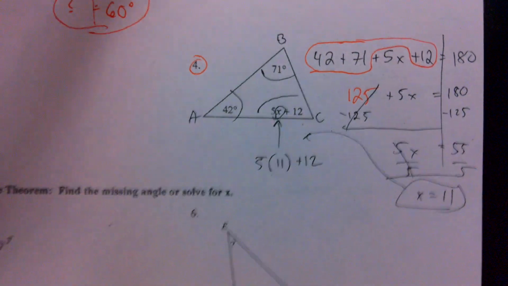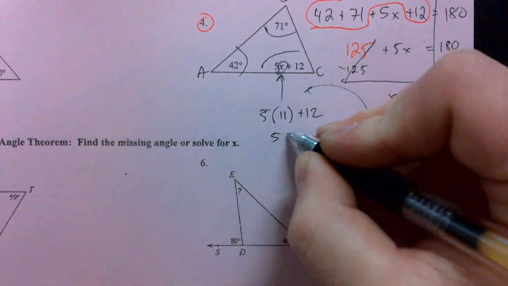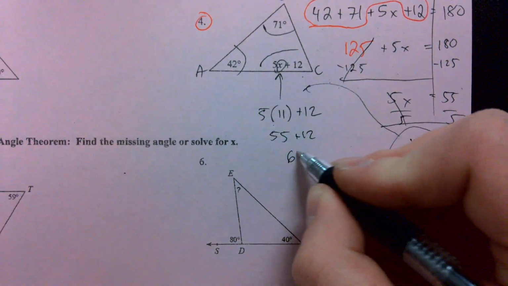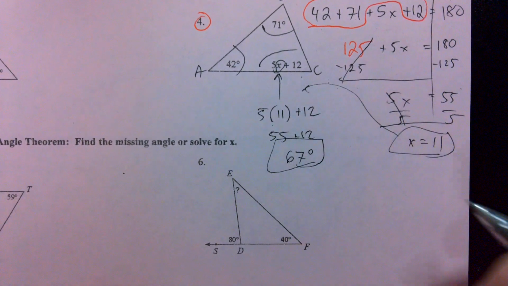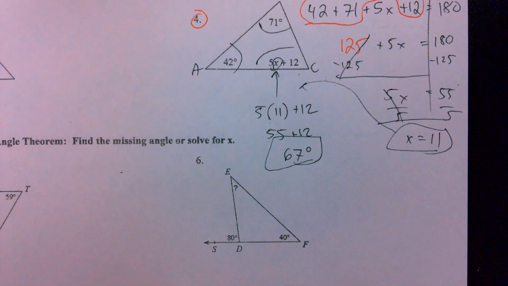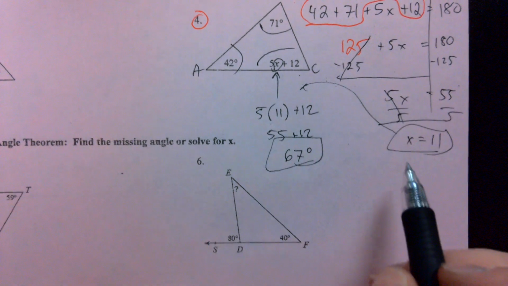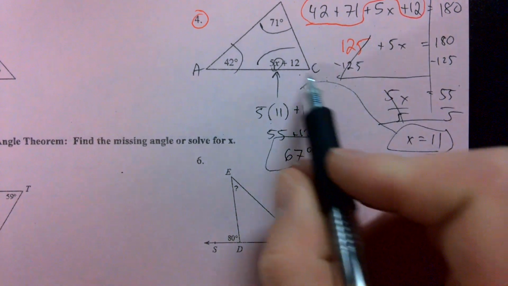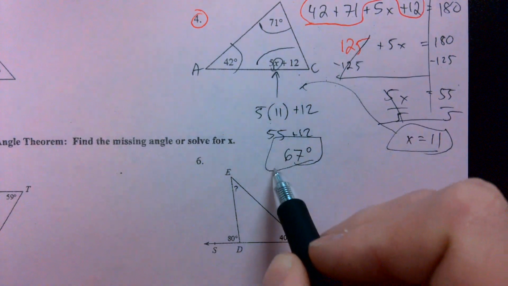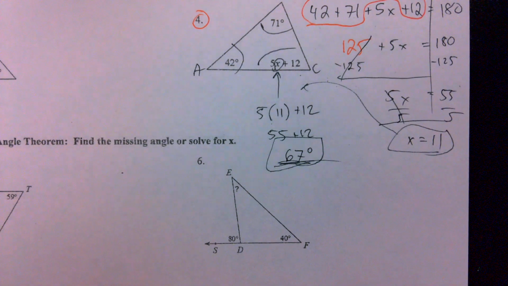What's 5 times 11? 55. What's 55 plus 12? 67 degrees. So we found x equals 11. We plug it back in for x on our unknown angle, simplify it out, and we get 67 degrees.